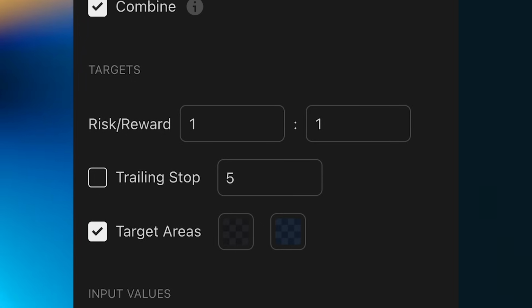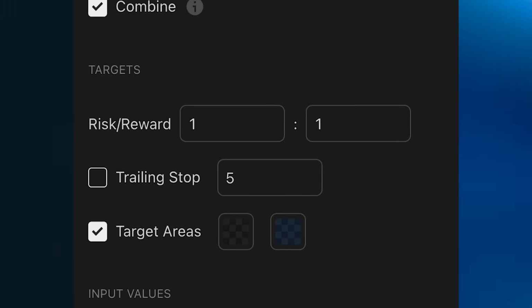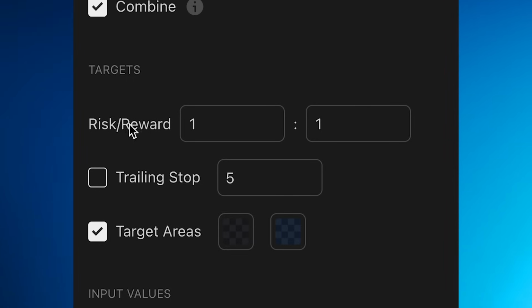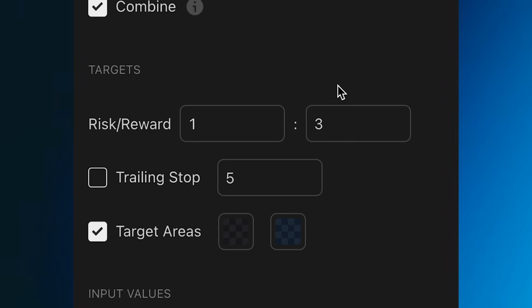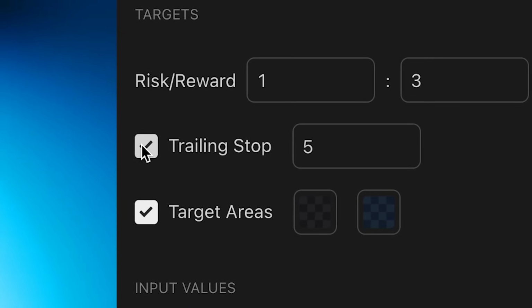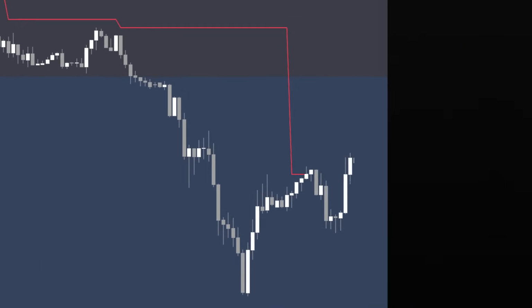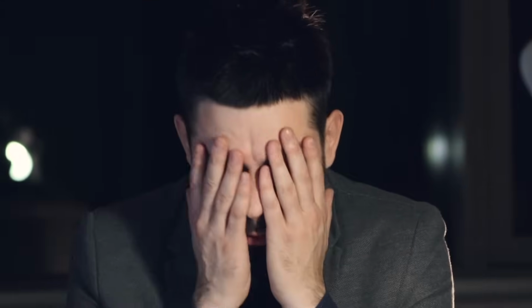For target placement, while stop losses are fixed at recent high or low points, take profits follow a customizable risk-to-reward ratio. By default, it's set to 1:1, but you can easily adjust it. For instance, switching to a 1:3 ratio will recalibrate your targets accordingly. And because markets can be unpredictable, we've built in a trailing stop feature. Once activated, it locks in gains dynamically as price moves in your favor, giving you a chance to protect profits without constantly watching the screen.